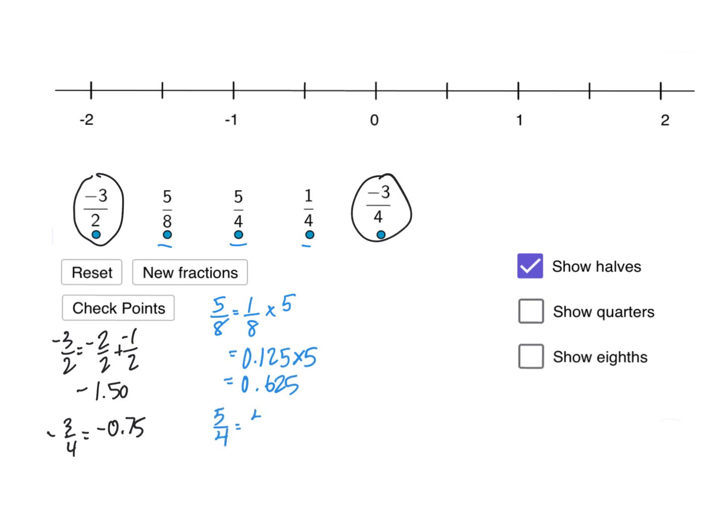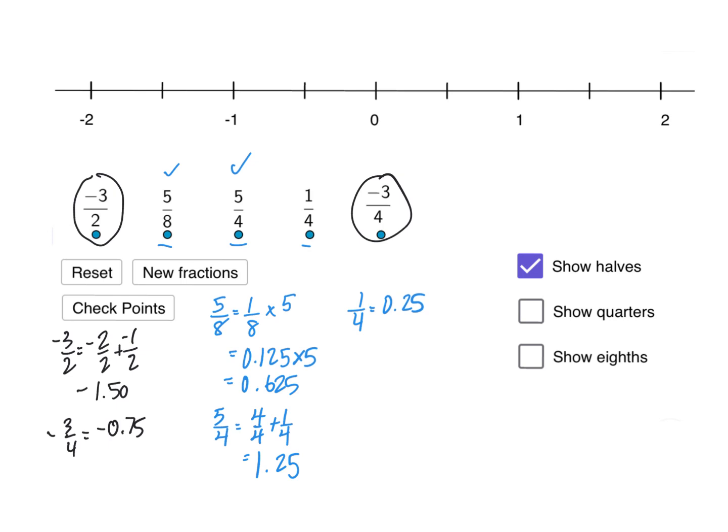Well, what about 5/4? Well, 5/4 is 4/4 plus 1/4. And that would be $1.25. And that's 5/8, 5/4, and then we have 1/4. And 1/4 is simply 25 cents. So where do they go on the number line?